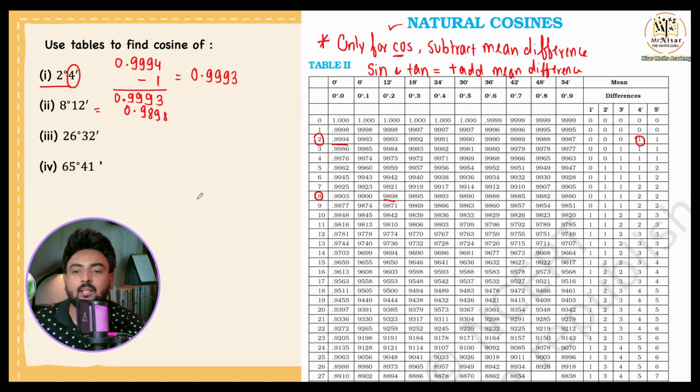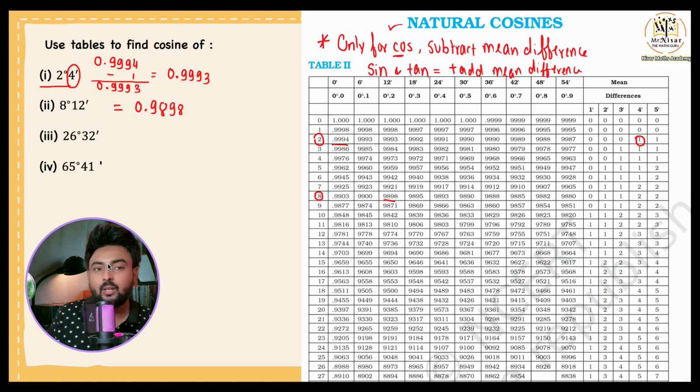To be more clear, I'll just write it properly. Yeah, I hope it is quite clear on the screen now. I have written very neatly. We got the second answer, 8 degree 12 minutes at 0.9898. Now see the third one.